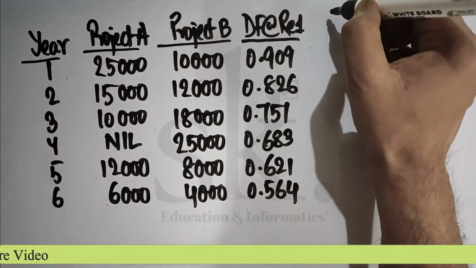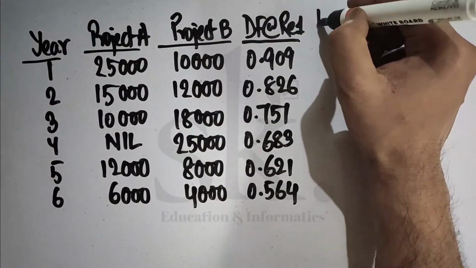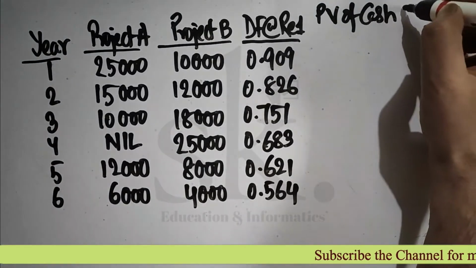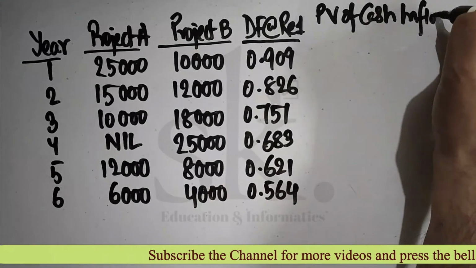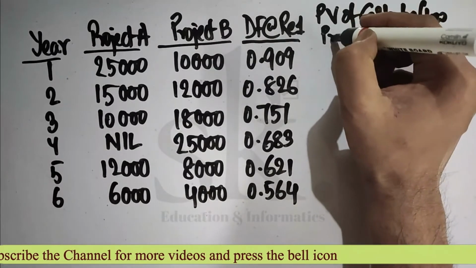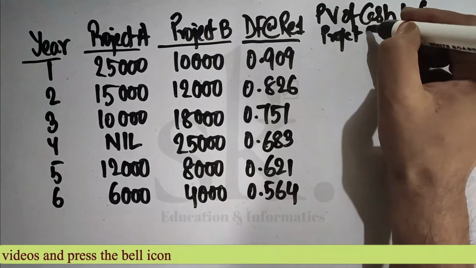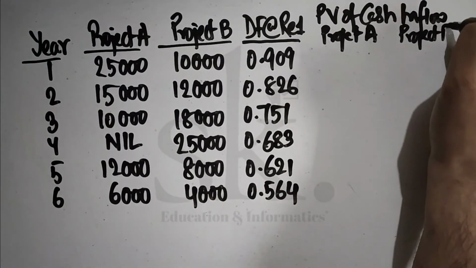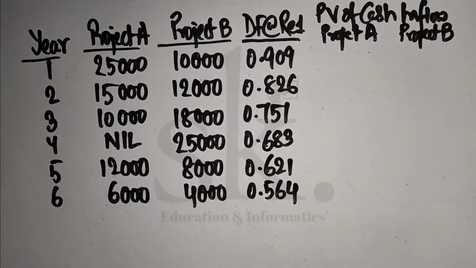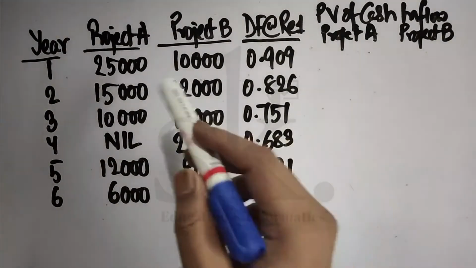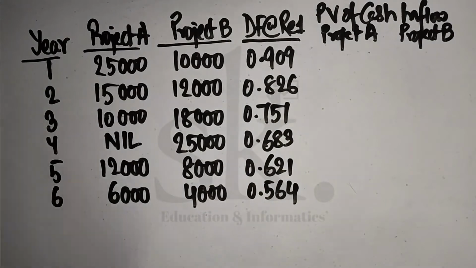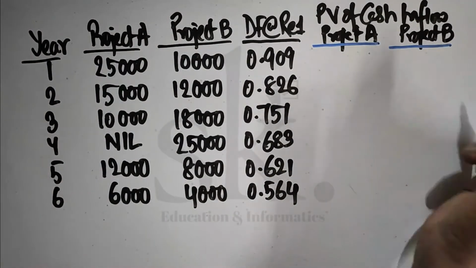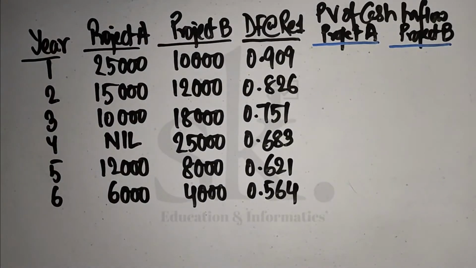We require to find out the present value of cash inflow for both project A and project B. We require to find out the present value of the cash inflow. These are all future values. The present value of the future cash inflow of project A and of project B.